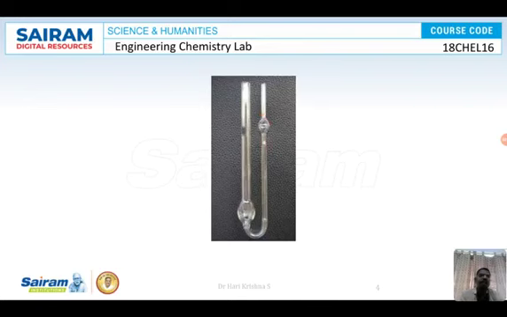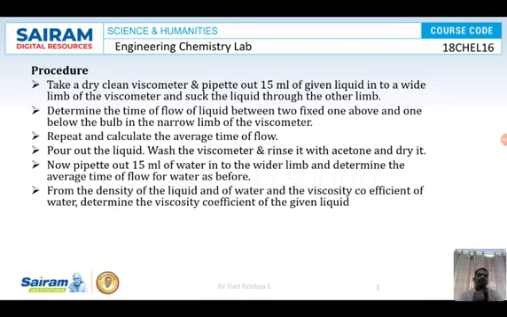We are going to suck the liquid using the rubber tubing to above the mark here, and as soon as the liquid reaches the mark, we start the stop clock and wait until the liquid level reaches the mark below the bulb. Once it reaches there, we stop the stop clock. So you are going to initially take a dry viscometer. If the viscometer contains any water content or moisture, the resistance to the flow will be higher. So a dry, clean viscometer will be taken.